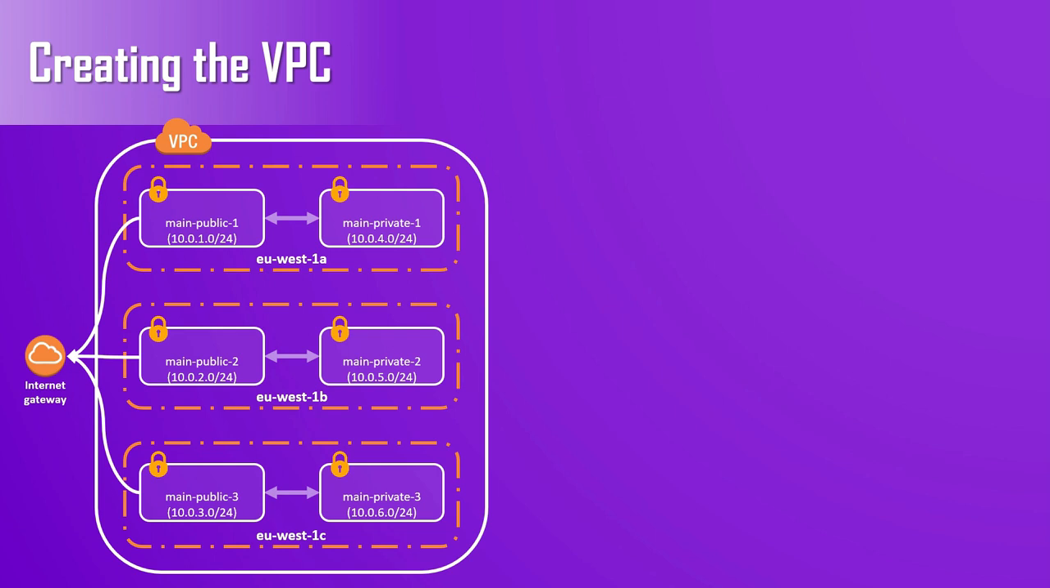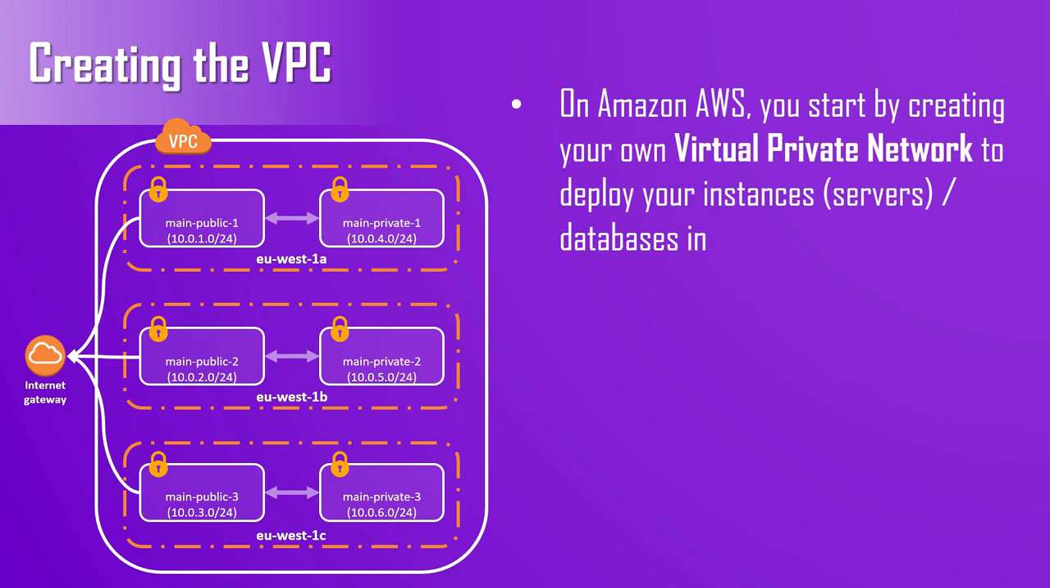So now, here's an example of a VPC that covers multiple availability zones, which are data centers in one region, and has multiple subnets, private and public subnets. On AWS, you start by creating your own virtual private network to deploy your instances or databases in. What you see on the left here is what you will have to create first, and then we will launch those instances into one of those subnets. So, main public one, main private one, those are called the subnets. Every time you launch an instance you will say, I want to land that instance in that subnet.